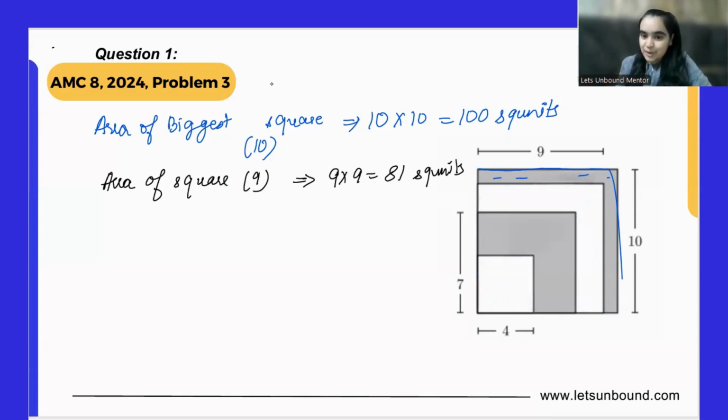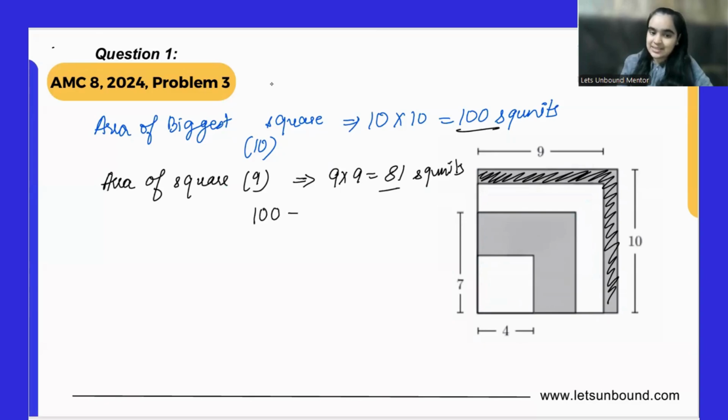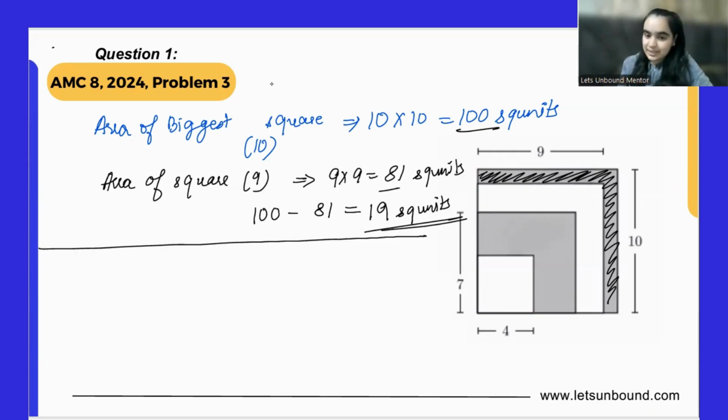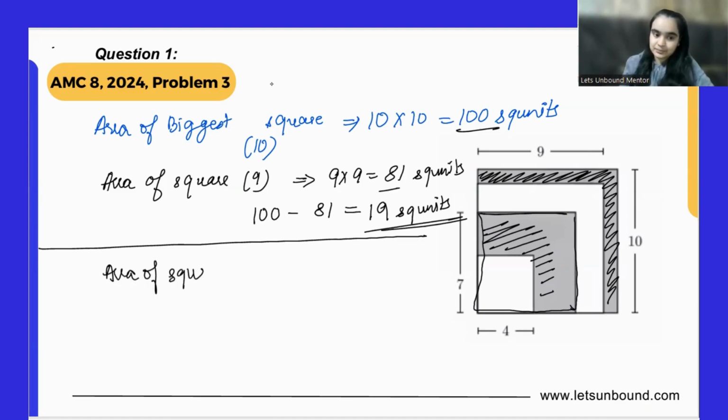So from the biggest one, we are going to subtract the smaller area. This is going to be 100 minus 81. So 100 minus 81 is actually 19 square units. Correct? Now, we have to do the same thing in this part as well. Firstly, we are going to find out the area of the square with the side length of 7. The area of a square with the side length of 7 is going to be 7 times 7, or we can say 49 square units.